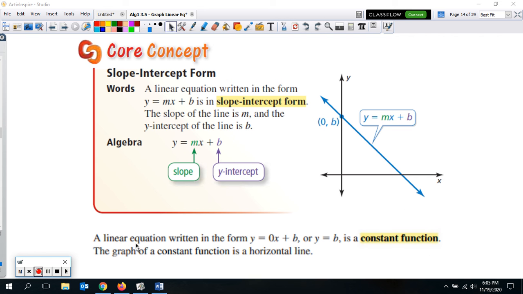A linear equation written in this form, where your slope is 0, so 0x plus b, is the same thing as saying y equals b, which is a constant function. A constant function is just the graph of a horizontal line. We saw those just a minute ago. Horizontal lines have 0 slope, just like the x-axis would be. That's also considered a function because it passes the vertical line test, so we can call that a constant function, where y is equal to a number.